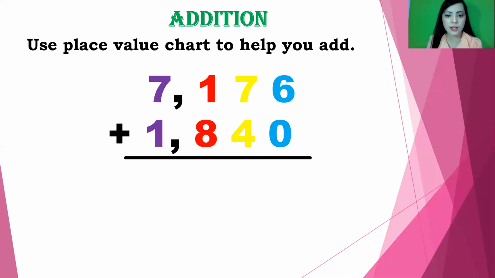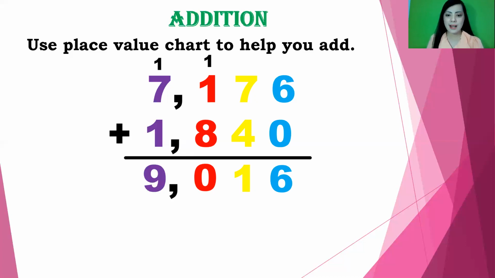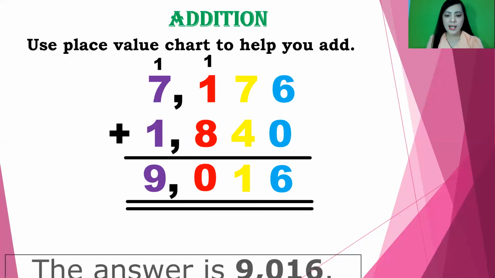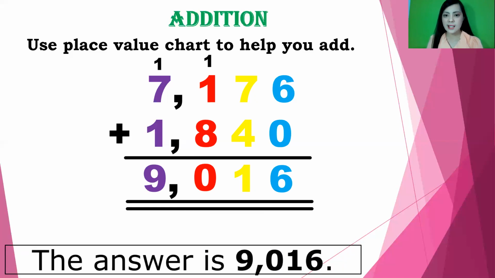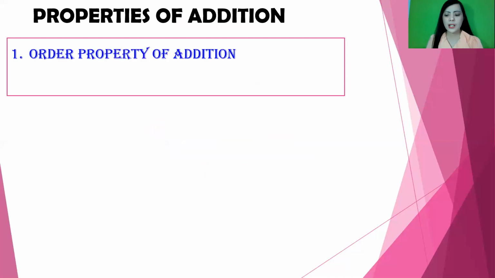7,176 plus 1,840. 6 plus 0 equal to 6. 7 plus 4 is equal to 11. Carry 1 to the hundreds place. 1 plus 8 equal to 9. Plus 1 is equal to 10. Carry 1 to the thousands place. That is 7 plus 1 equal to 8, plus 1 is equal to 9. So the answer is 9,016.